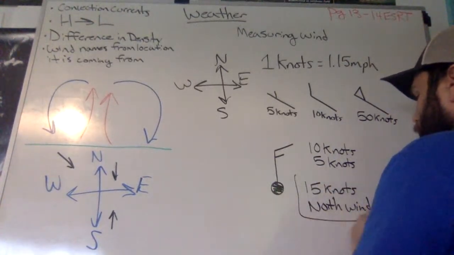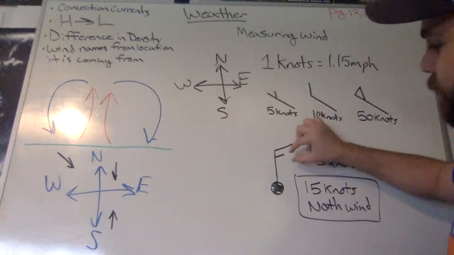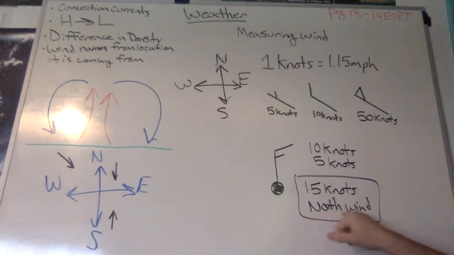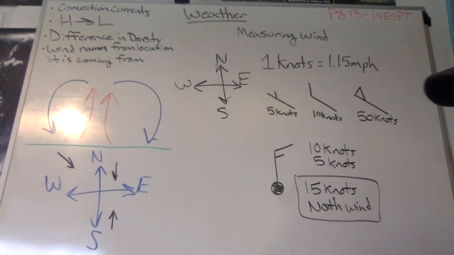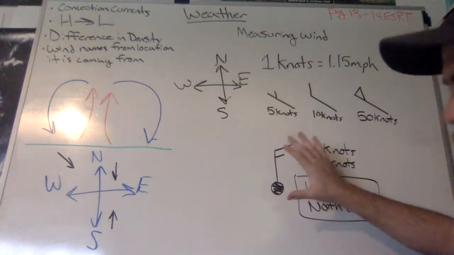Okay, so that would be your answer because you count it up. All right, you got a longer line, that's 10. A short one is 5. It's going to be 15 total, and it's going to be a north wind. Okay, so that's all we're looking at there.